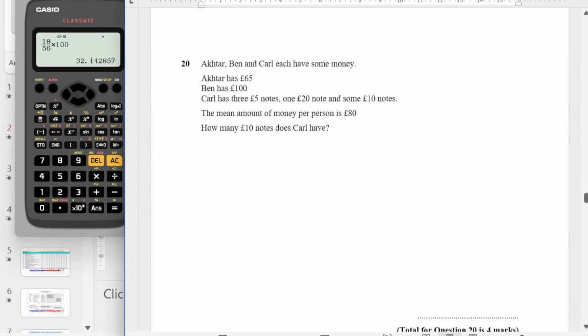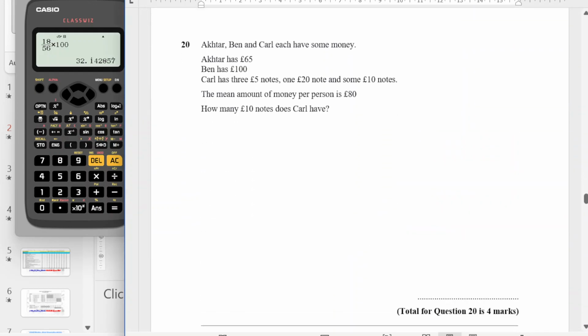Okay, question 20. We've got three people, Akhtar, Ben and Carl. Save some money. Akhtar has £65, Ben has £100, Carl has 3 £5 notes, 1 £20 note and some £10 notes. The mean amount of money of each person is £80. How many £10 notes does Carl have? Okay, so I'm going to do it like this. If the mean amount of those three people is 80, it means that the total of their money is going to be 80 times by 3. So they've got a total of £240.